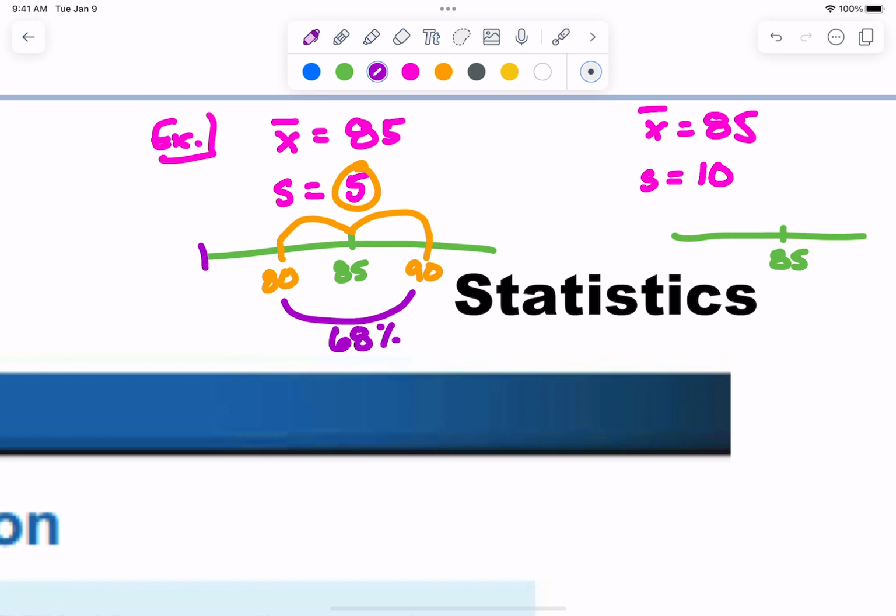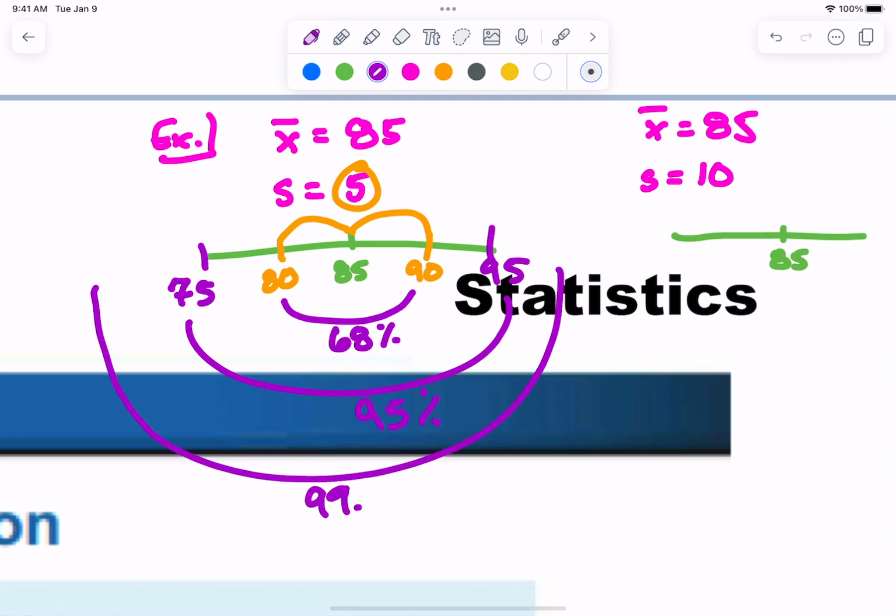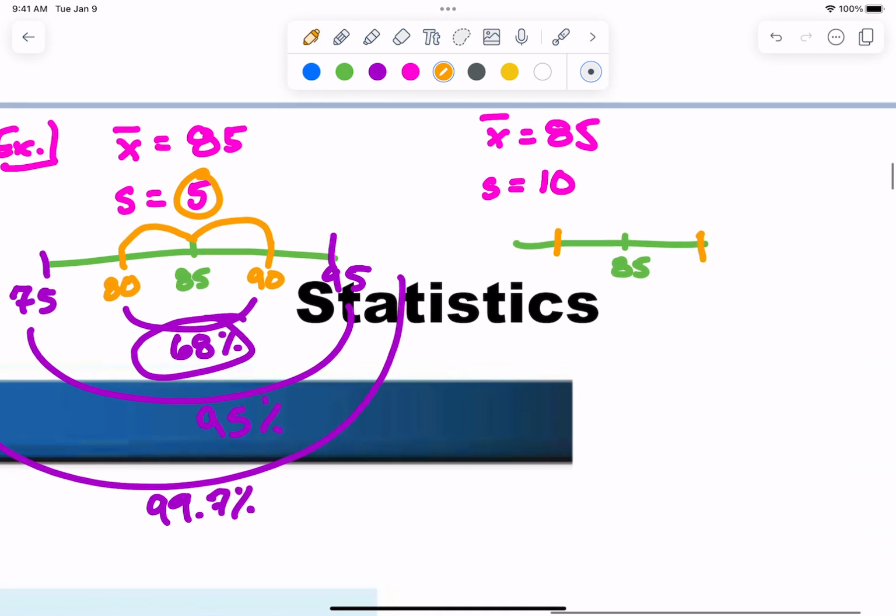If I would go out to another standard deviation, it would go 75 to 95. Approximately 95% lives within that range. If I would go 3 standard deviations, it would be 99.7% of your data, okay? He just crunched the numbers and found that the trend was about 68%, about 95%, about 99.7% of your data, okay? So I can conclude that about 68% are going to live within an 80 and a 90. But over here, if my standard deviation is 10, then that would go from 75 to 95. So about 68%, or the majority of my data, would live between a 75 and a 95, okay?